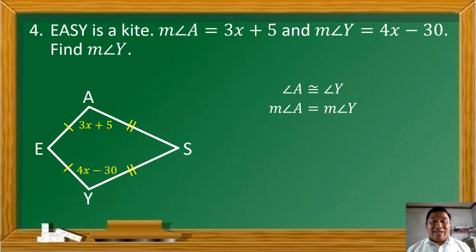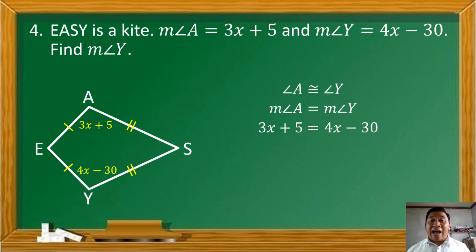Alright? So, dahil ang pinag-uusapan na natin dito ay measurement, pwede na tayong mag-substitute. Palitan na natin yung measure ni angle A ng 3x plus 5, which is equal to, palitan na rin natin yung measure ni angle Y, which is 4x minus 30. Alright? Now, so meron na tayong 3x plus 5 is equal to 4x minus 30. Okay, so ano na ang susunod na gagawin natin?